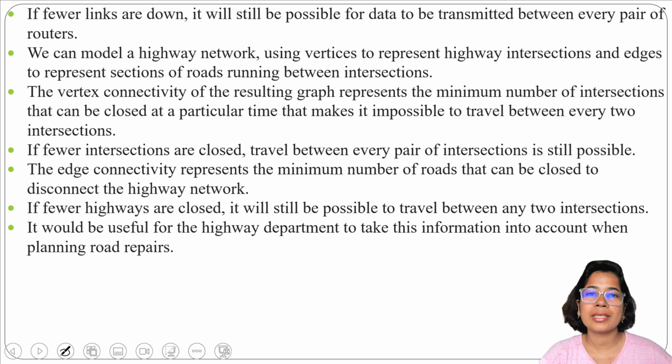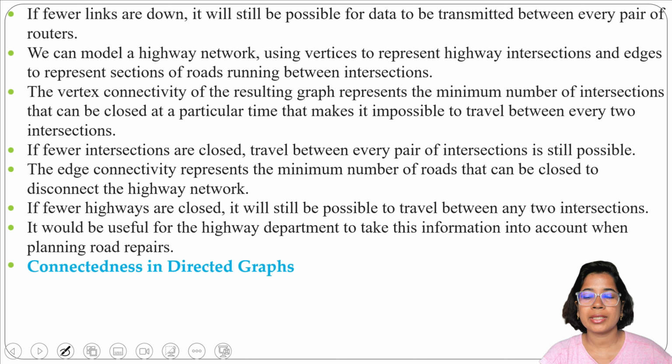In today's lecture, I discussed edge connectivity and applications of vertex connectivity and edge connectivity. In the next lecture, I will discuss connectedness in directed graphs.